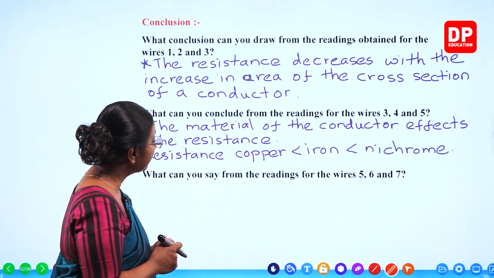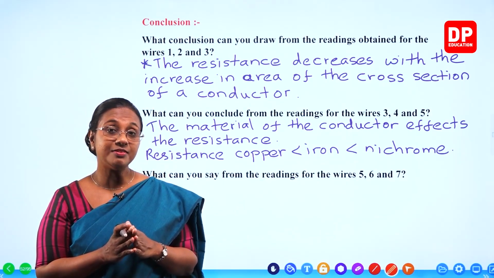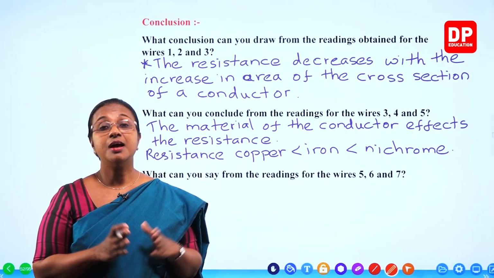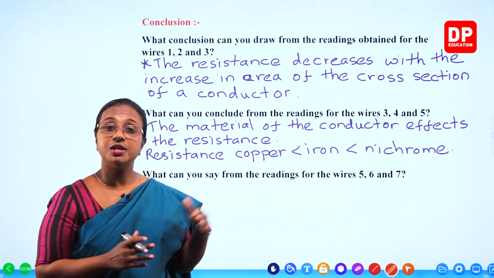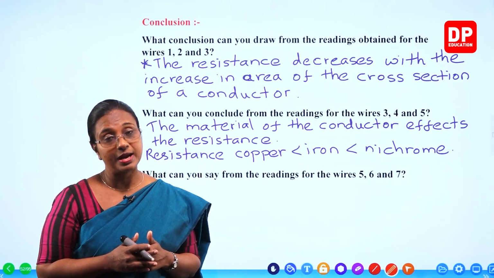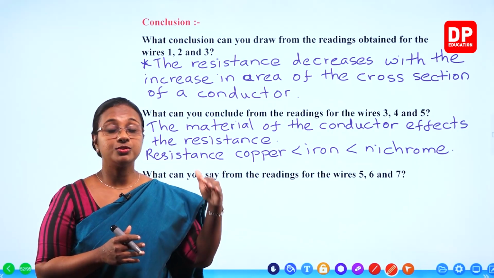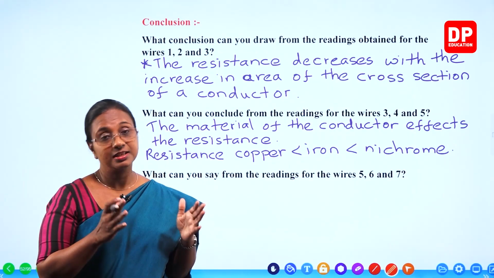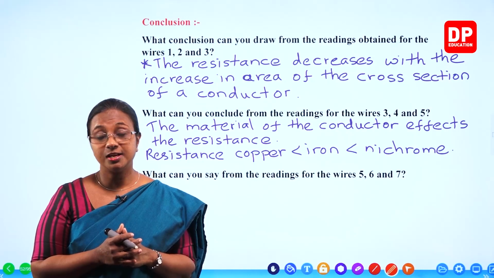Then what can you say from the readings for the wires 5, 6 and 7? What were the wires 5, 6 and 7? They were all iron wires. They had the same cross-sectional area, but they had different lengths. If you remember, 5 was the longest wire, 6 was a little shorter, and 7 was the shortest wire. And if you consider the current flow, there was very less current flow through 5, the longest wire, a little bit more current flow through 6, and through the shortest conductor, there was more current flow.